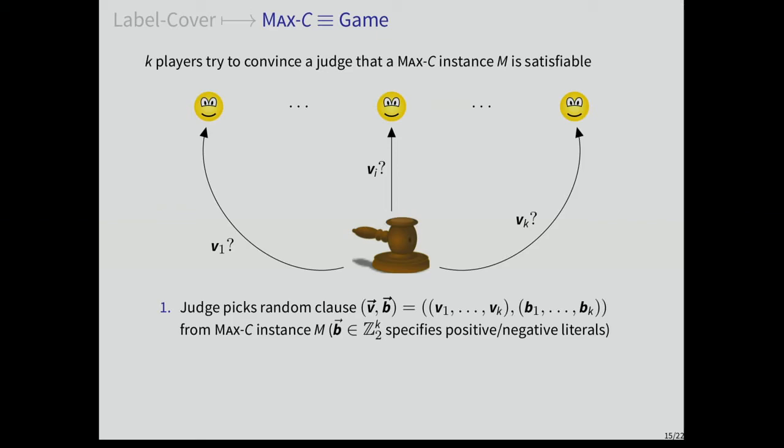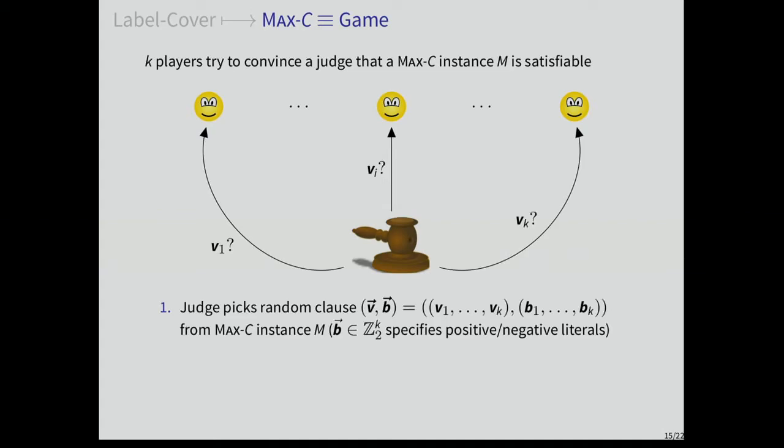Okay, so we want to prove a hardness of approximation result about CSPs, and how is this related to K-player games I told you earlier? Actually, a K-player game is just another way of viewing a CSP instance. We will think of a CSP instance as a K-player game where the K players try to convince a judge that the CSP instance is satisfiable. So the judge is unconvinced. What can the judge do? The judge picks a random constraint from our CSP instance and asks for the assignments to the K variables in the constraint from K players.